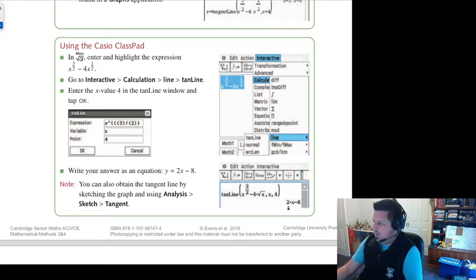As you can see there, it says 2x take away 8, and it says write your answer as an equation, so y equals that. Also, it says you can obtain the tangent line by sketching the graph, so going to the graphing section. You could have graphed this, and then go to analysis, sketch, tangent, and it will sketch the tangent on there at that particular point, which is pretty cool.